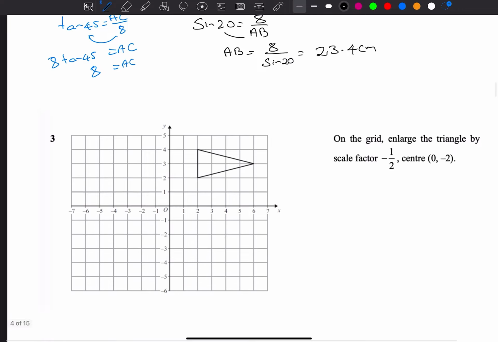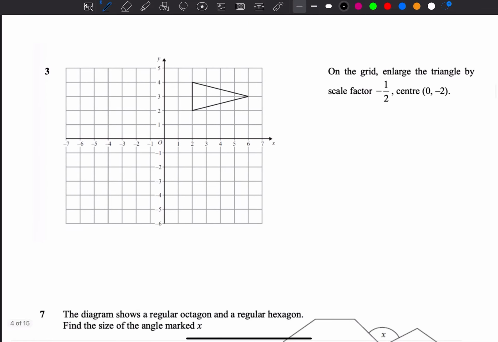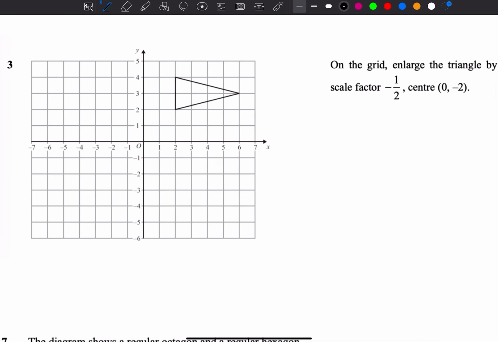Okay, next one. Enlarge by a negative scale factor. First let's see the center. The center is 0 comma minus 2. 0 comma minus 2 is here. Let me mark it with another color. There you go. And I'm going to write center.